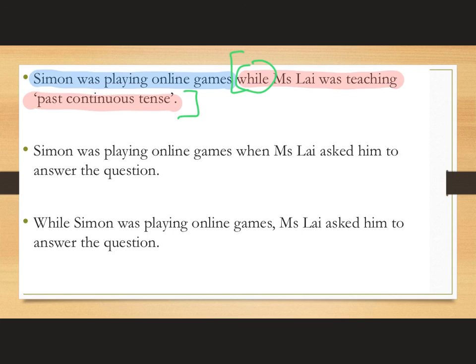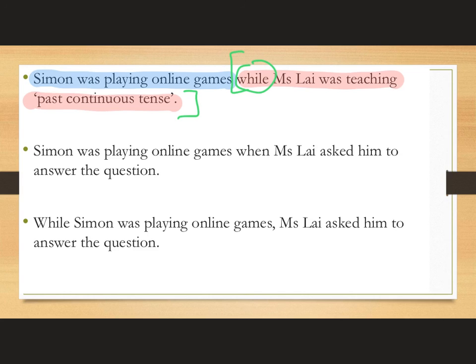Example 2. Look at the verb in the while clause. Was teaching. It is in past continuous tense. In the while clause, the verb is in past continuous tense. Example 2.